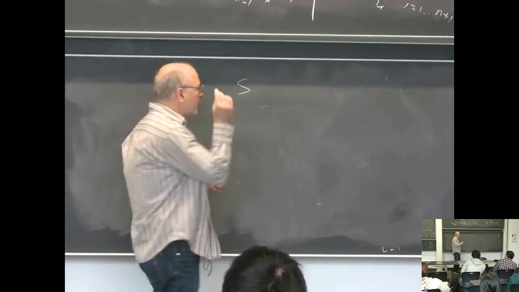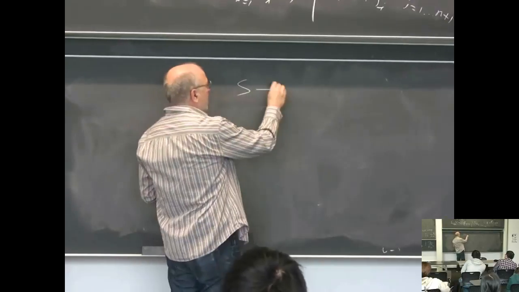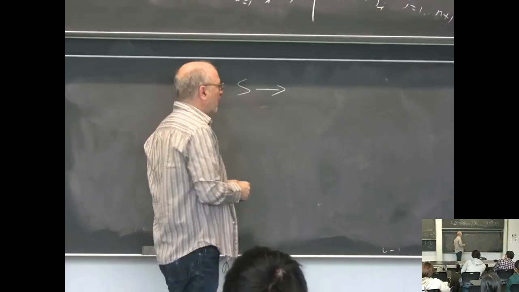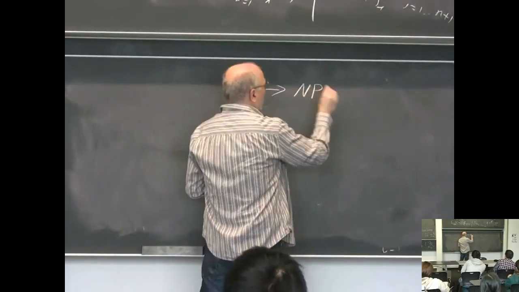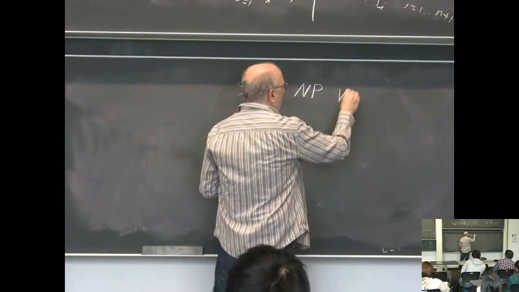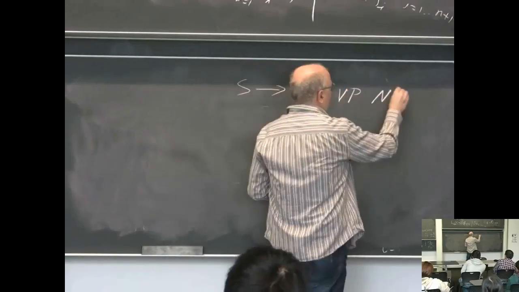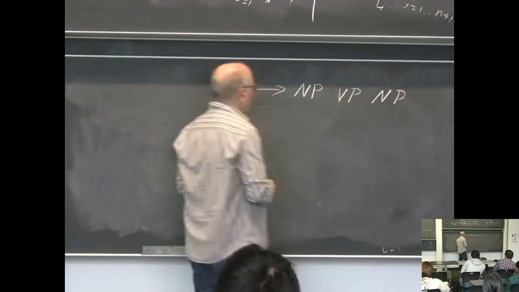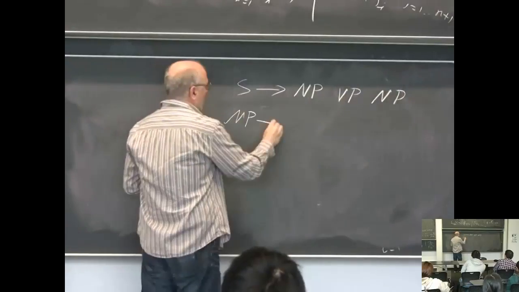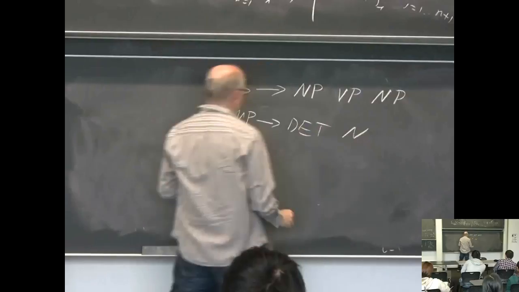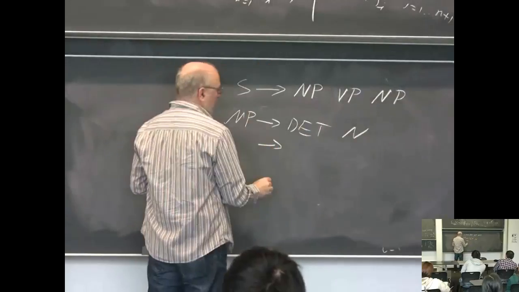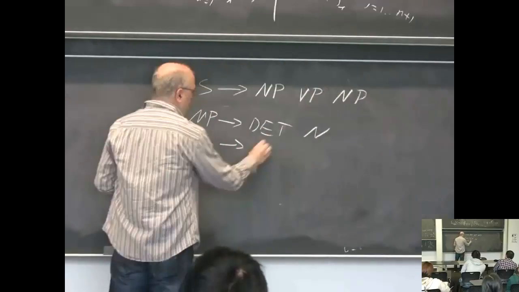So I'm assuming that you've seen context-free grammars before. Just to remind you, you have a sentence, and the sentence maybe has a production that creates a noun phrase followed by a verb phrase followed by a noun phrase. And the noun phrase could make a determiner followed by a noun, or it could also make just a plural noun.